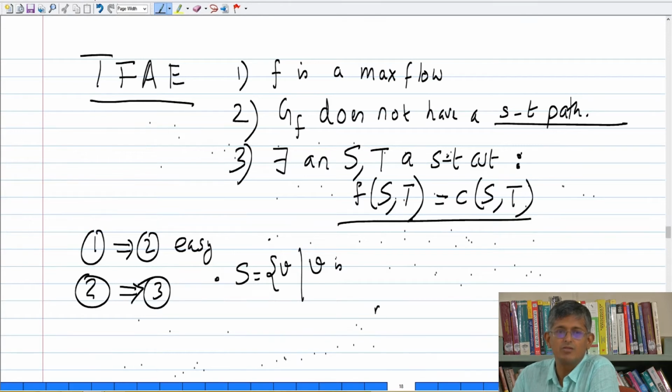Yeah, that's correct. But what would be that cut? Because I want a little bit more. I want to argue that the value of that flow is actually equal to the capacity of that cut. What would be that cut? So you simply take all the vertices which are reachable from S.